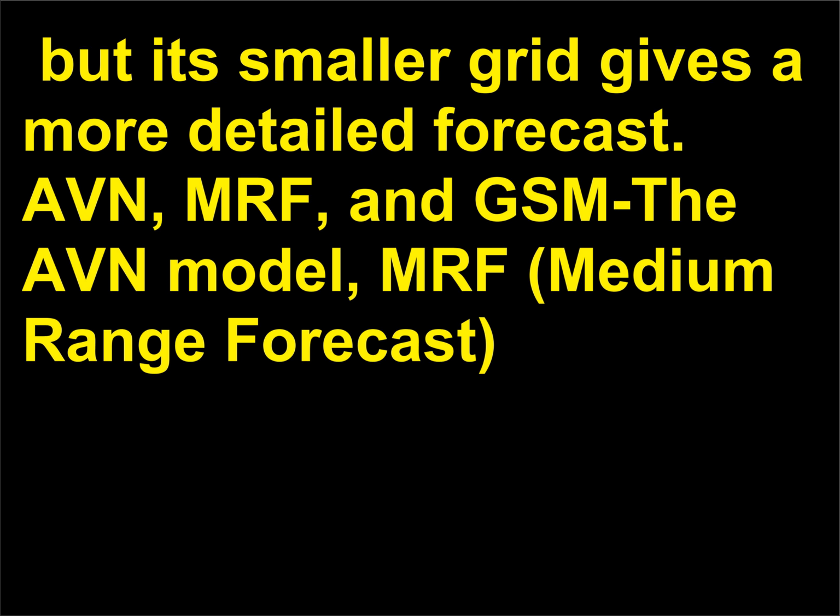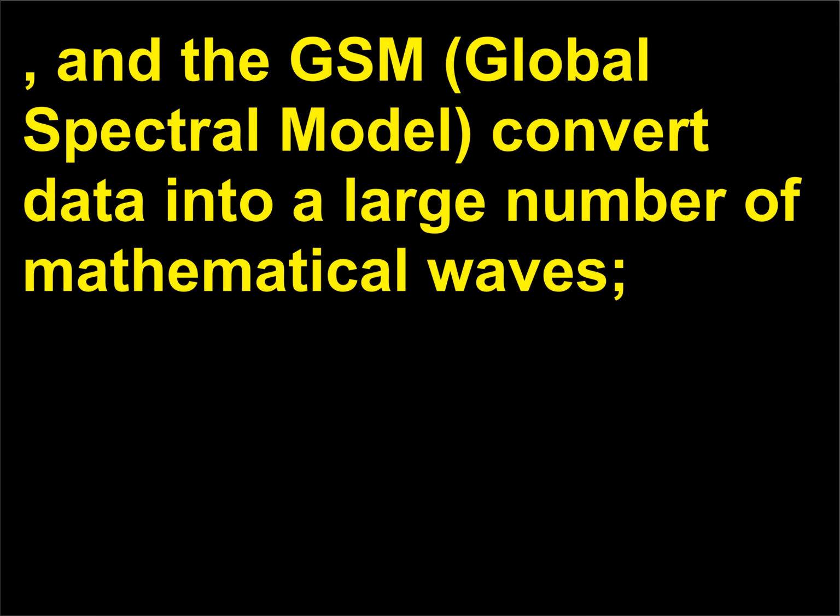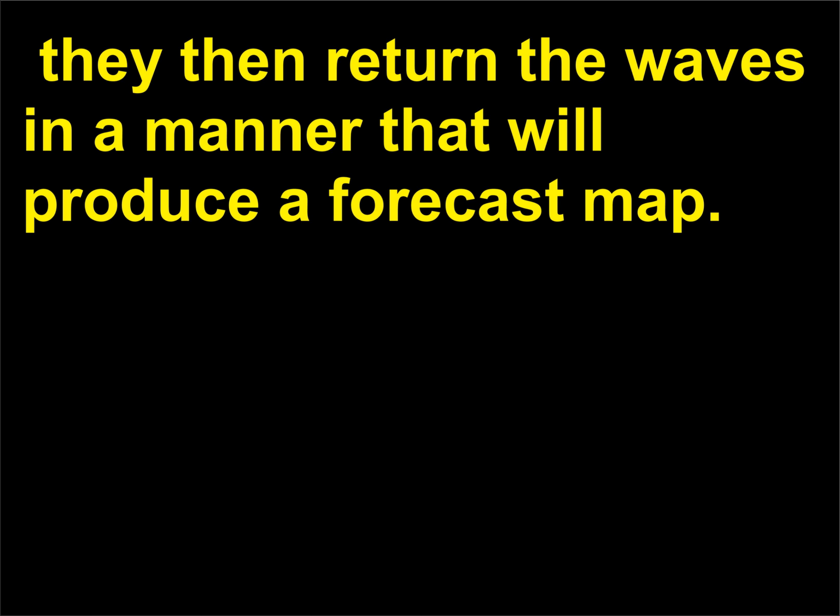ABN, MRF, and GSM. The ABN model, MRF, medium range forecast, and the GSM, global spectral model, convert data into a large number of mathematical waves. They then return the waves in a manner that will produce a forecast map.